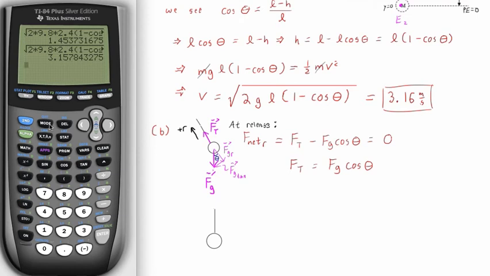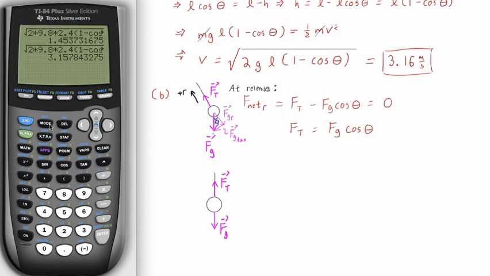Okay, so we've got our force of gravity still acting straight down, hasn't changed. And we've got the tension acting along the cord, of course. All right, so we have F here, F here. This is tension, this is G.